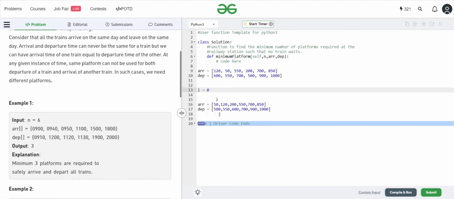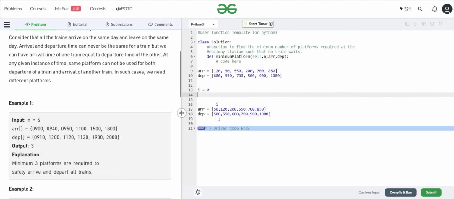I is equal to 0 and J is equal to 1. Okay. So let's make this J and make this I, because I already solved the problem in that manner. Why are we making J equal to 1 over here and not 0? Because one platform is already going to be used by the train which is arriving at the arrival time of 50. So one platform is already being used.